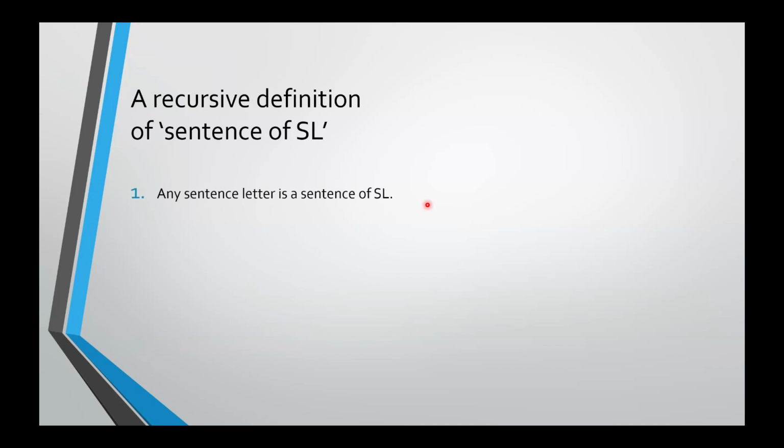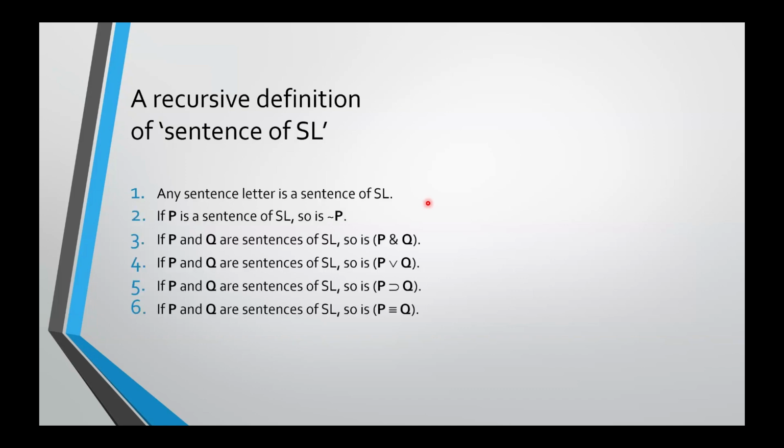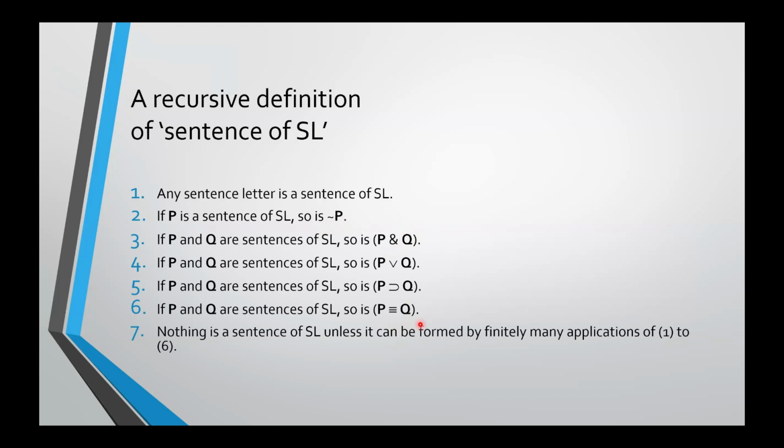So you have your base step, right? Any sentence letter is a sentence of SL. Then you have your recursive step. So if you take a sentence letter and then you add a tilde in front, you get a sentence of SL. And then if you take two sentence letters, you add any one of these connectives in between them and put parentheses around them. And then remember, we have the informal convention that you drop the outermost parentheses. You get a sentence of SL. Nothing else is a sentence of SL.